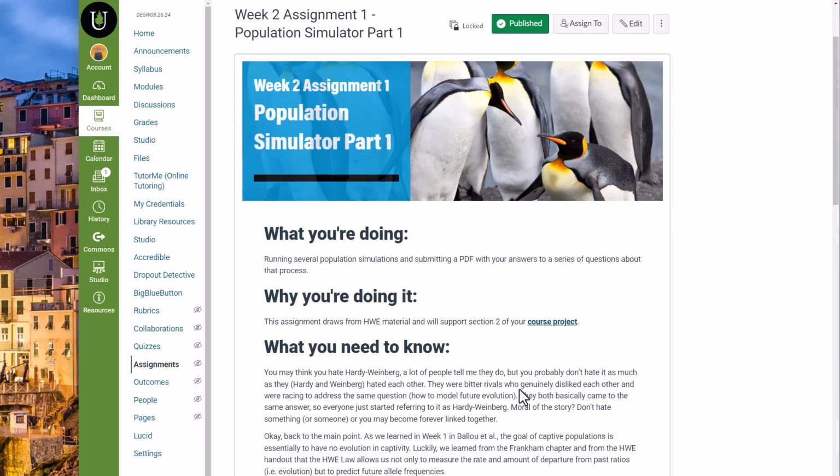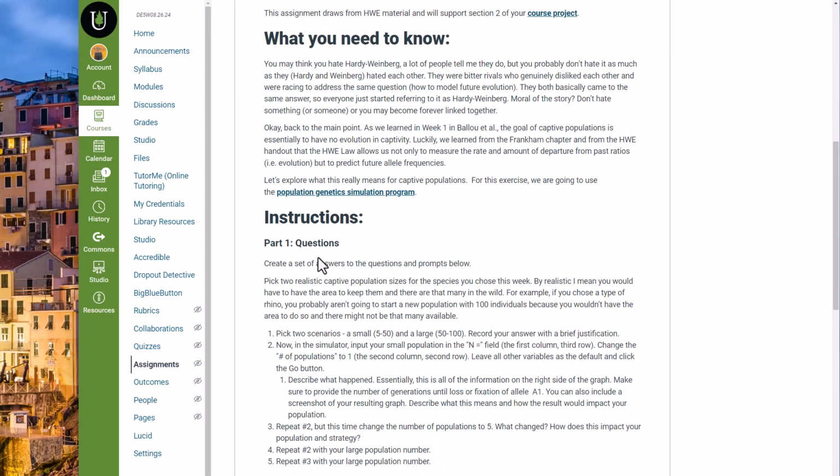In the assignment for week 2, you're going to run a simulation. You're going to use that Hardy-Weinberg modeling to look at the effects of population size on populations. Make sure you take a look at the questions that you're going to need to answer. So rather than jumping straight into the simulation program, first take a look at what you're going to need to do in there so that you make sure that you don't have to go back and redo something.